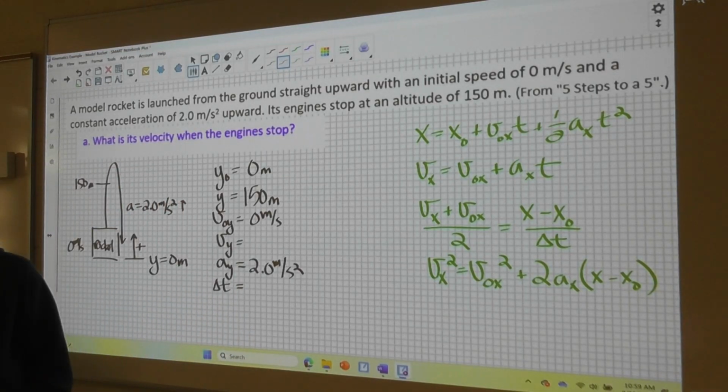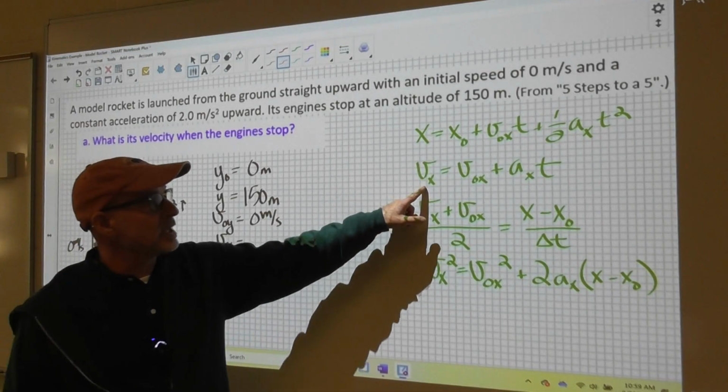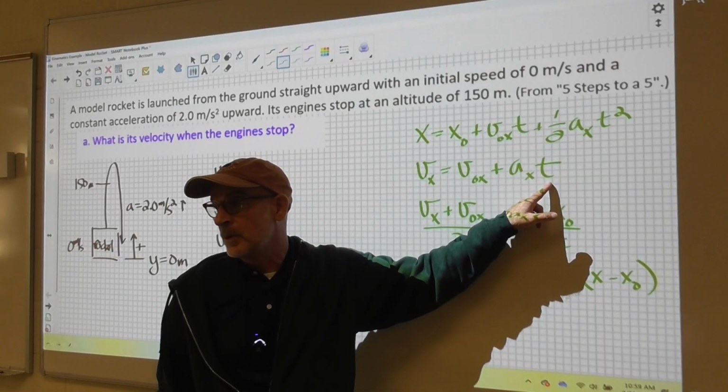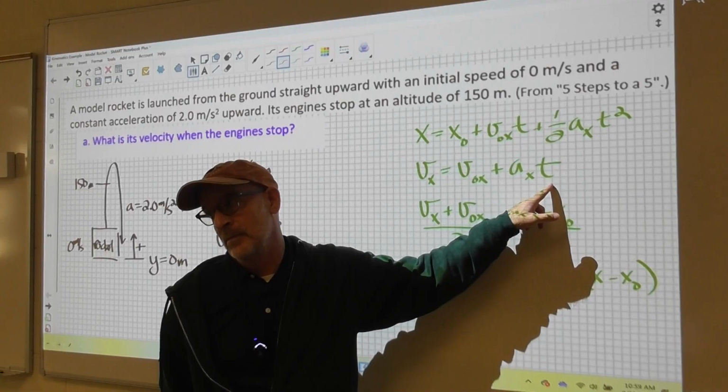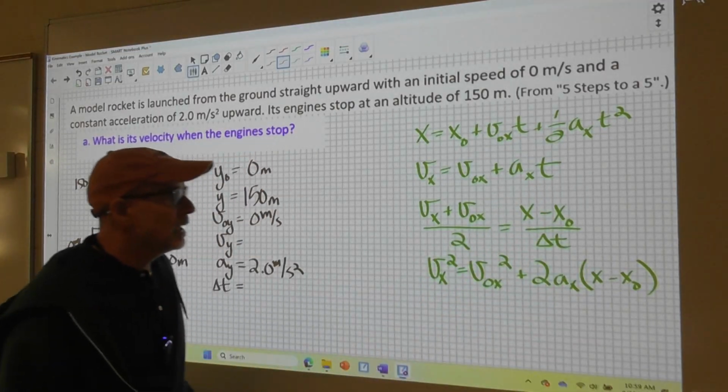Yeah? Why can't we use the second one again? Because we don't have final velocity and we don't have time. So that's one equation with 2 unknowns in it. Oh, because distance isn't time. Yeah. I thought distance was time.